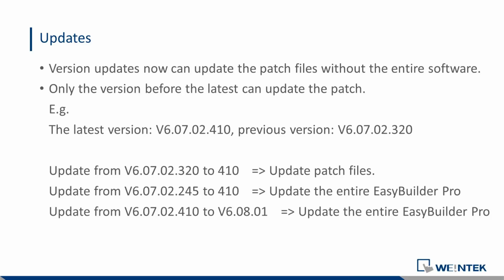All right, and if you want to update from V6.07.02 to V6.08.01, you will also need to update the entire EasyBuilder Pro. So only for the small version, the last number, if you are in a previous version and want to update to the latest version, you will only need to download the patch files. So it will give you a faster update instead of downloading the entire software. All right, so this is the first change in V6.07.02.